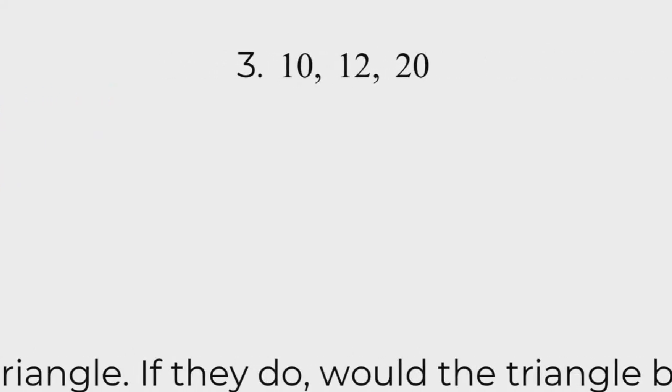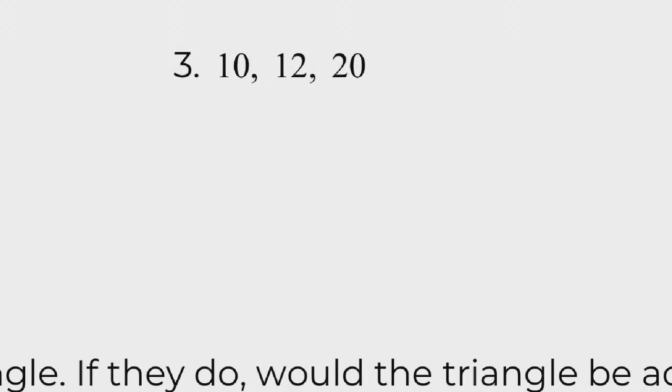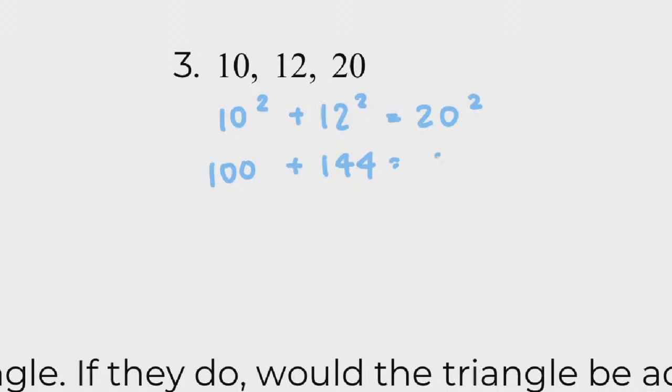And then we have 10, 12, and 20. 20 is the longest side, so that's going to be our hypotenuse. So we have 10 squared plus 12 squared equals 20 squared. That's going to be 100 plus 144 equals 400. So we get 244 equals 400, which is not true, so no, it's not a right triangle.